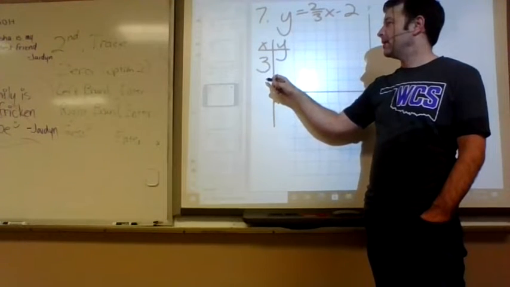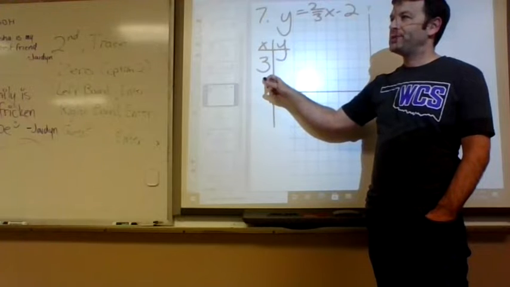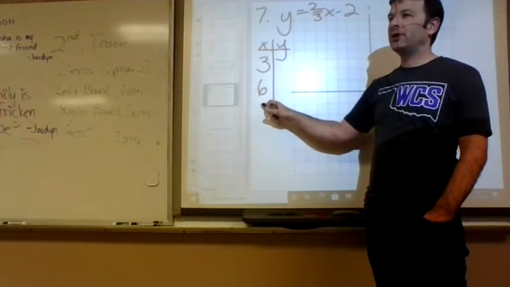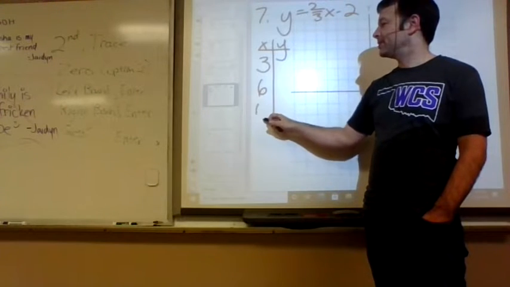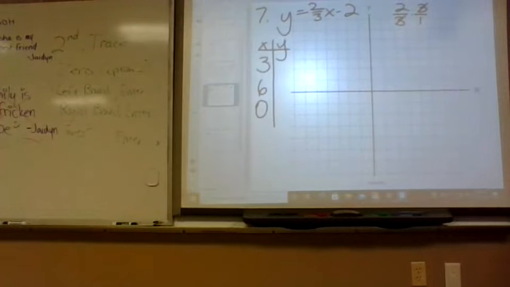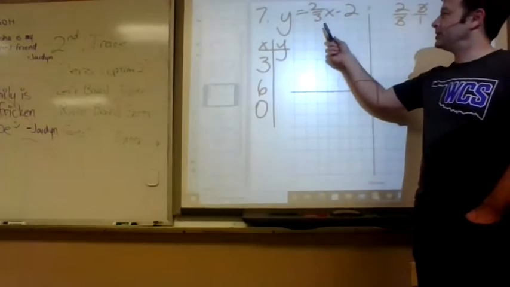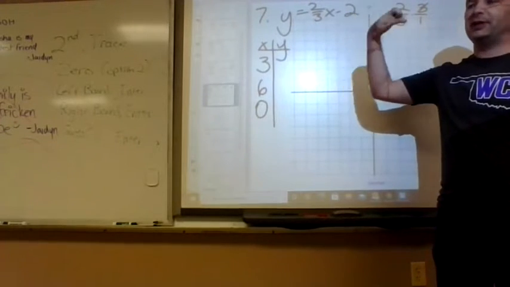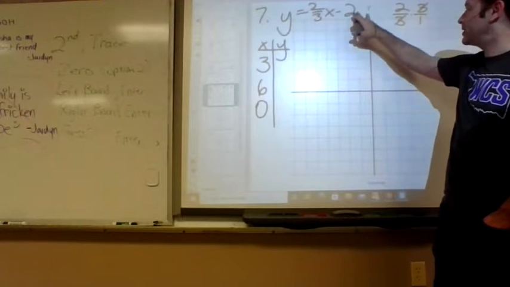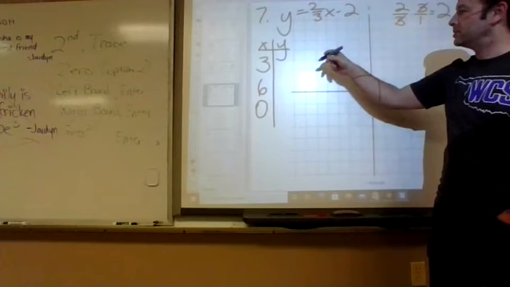What else do you think might work? 6, 9. I don't want to graph 9 because that'd be off the charts. 6, what else? -3. What else? 0, right? Because everything is a multiple of 0. So if we plug in 3, and we could have done -3, -6, it doesn't matter. If I plug in 3, 2/3 times 3 is 2 minus 2.